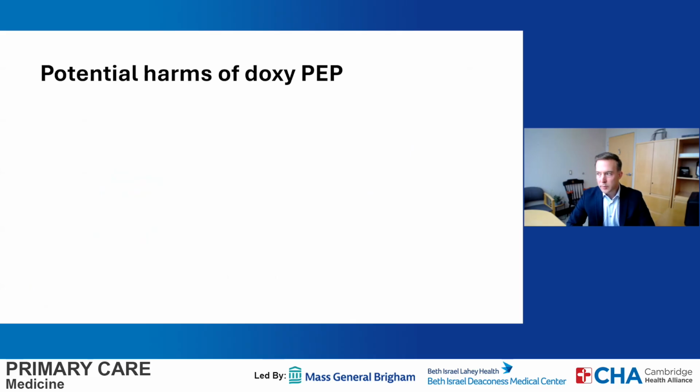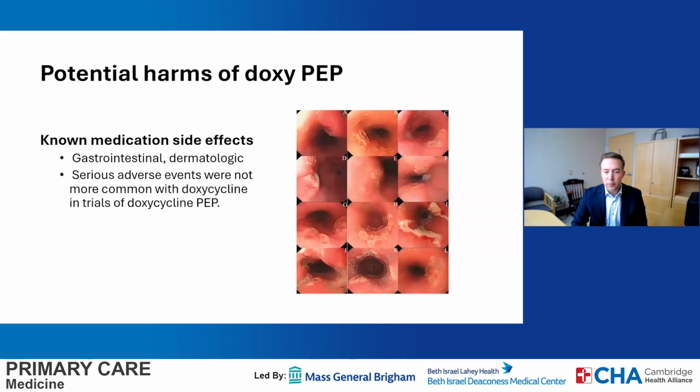What are the potential harms of doxypep? Well, there are certainly the known medication side effects, but of course, doxycycline has been around for a long time. So it has a well-known side effect profile. We know that people can have gastrointestinal upset. Most seriously, people can have pill esophagitis. That's shown there on the right-hand side of the slide, but that is not common. And sun sensitivity can also occur. I'd note that in studies of doxypep, serious adverse events were not more common with this intervention.